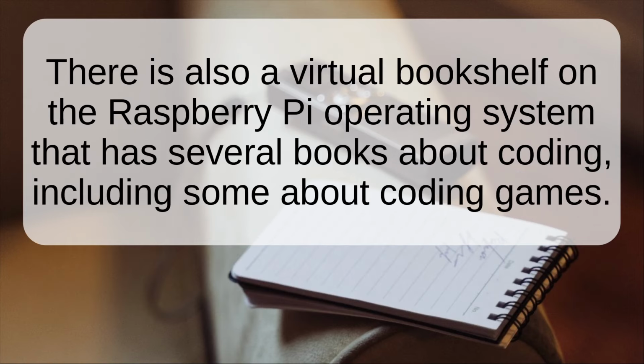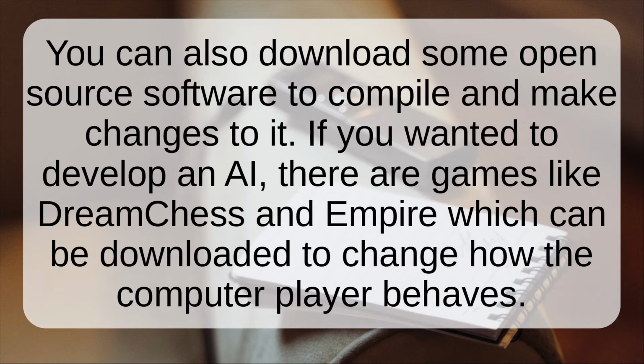There is also a virtual bookshelf on the Raspberry Pi operating system that has several books about coding, including some about coding games. You can also download some open source software to compile and make changes to it. If you wanted to develop an AI, there are games like Dream Chess and Empire, which can be downloaded to change how the computer player behaves.